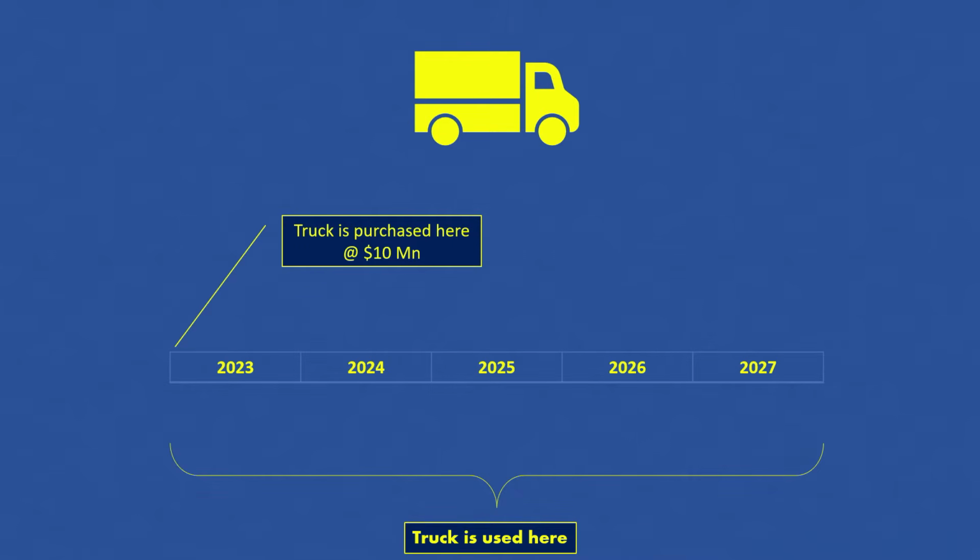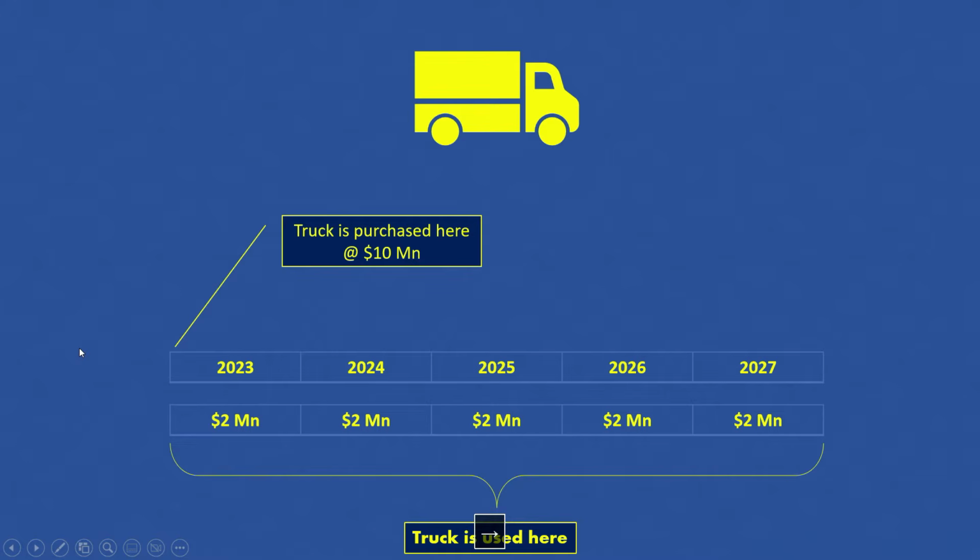Now accounting standards require that we do not record the expense of $10 million here in 2023. Rather, we split the cost of $10 million over the life in which we are going to get the benefit. So we would be splitting this cost over the 5-year period, and we can say 2 million each year. That will make up to 10 million.